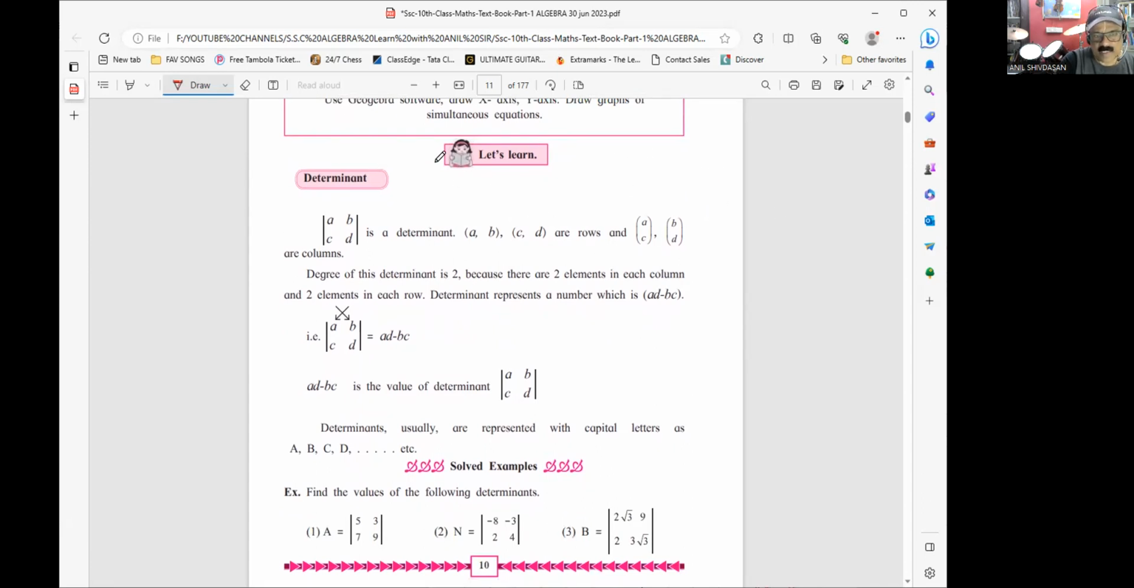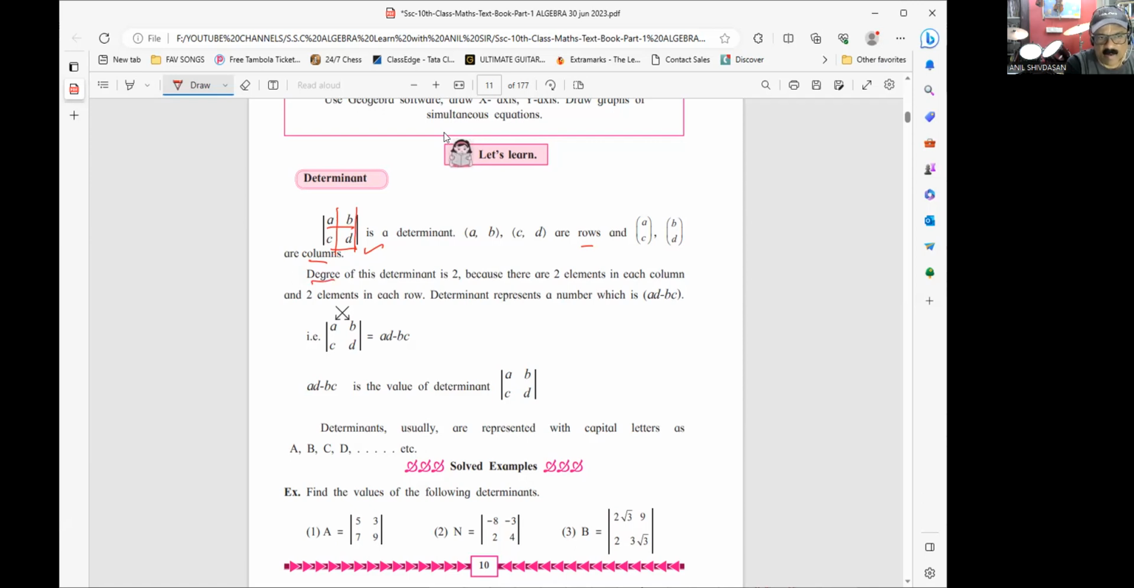Now let us look at another way of solving simultaneous equations, which is called Cramer's rule. For that, you need to understand what a determinant is. Now a, b, c, d is a determinant, where a b and c d are rows, and a upon c and b upon d are columns. The degree of this determinant is 2 because there are two elements in each column.